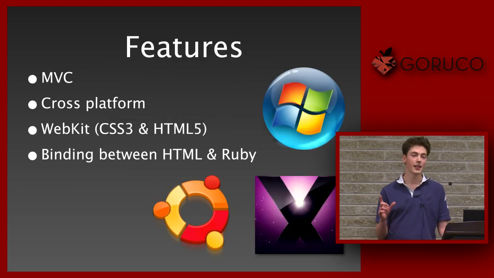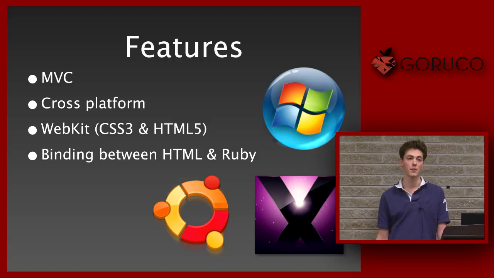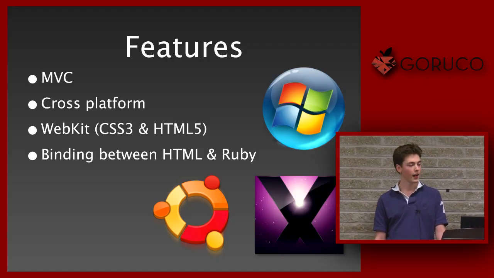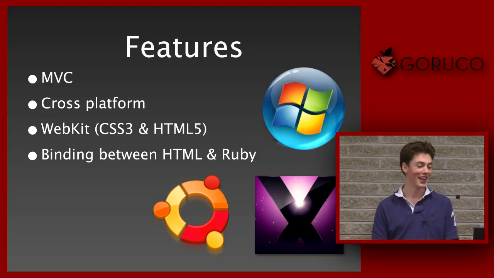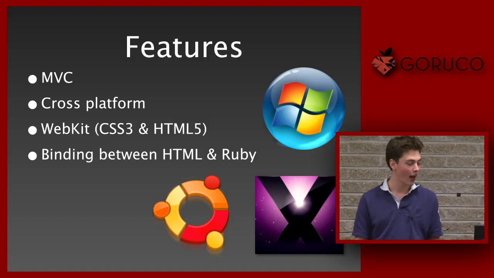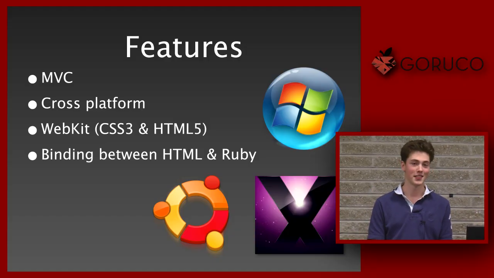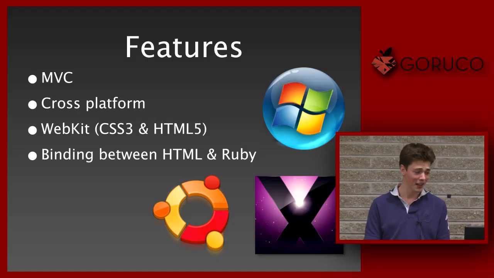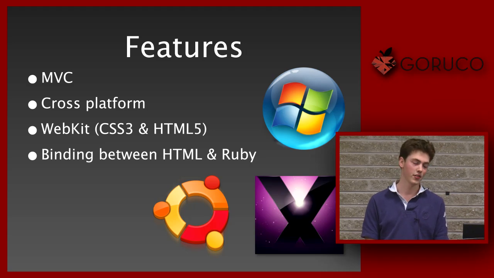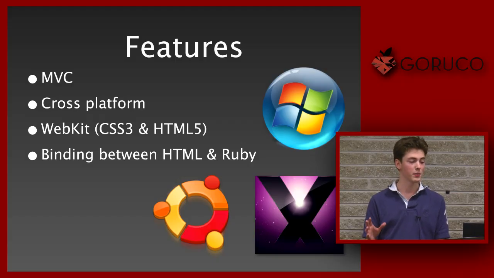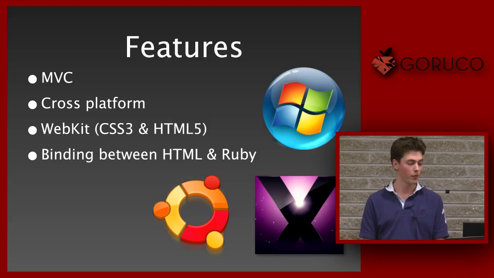MVC is one of the core parts of Bowline, and that's one of the big differences between Bowline and similar desktop frameworks. It's cross-platform-ish. Okay, it doesn't work on Windows yet. It will do though, because I'm building a startup behind this, and Windows is definitely on the agenda. Like I say, it uses WebKit, and your views are written in HTML and CSS and JavaScript. Again, that's a big difference between something like Bowline and Shoes. And then there's this binding between HTML and Ruby. I'm going to be getting into that later, but that's one of the big parts of Bowline.